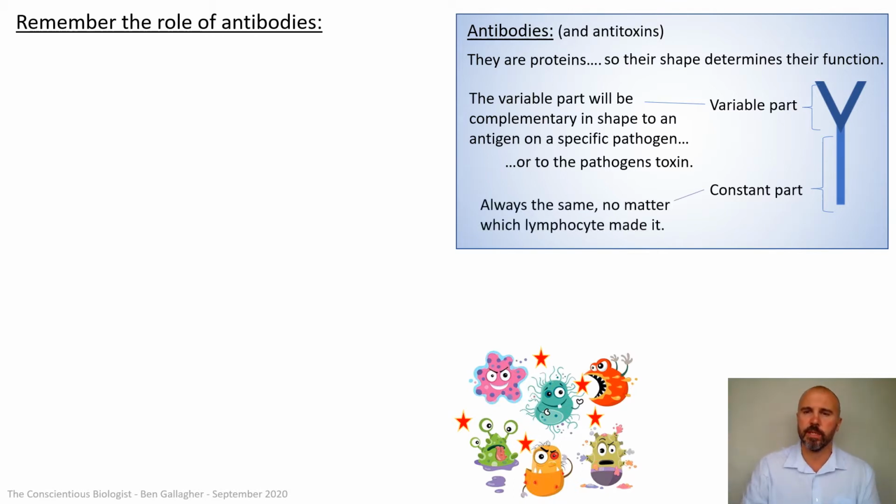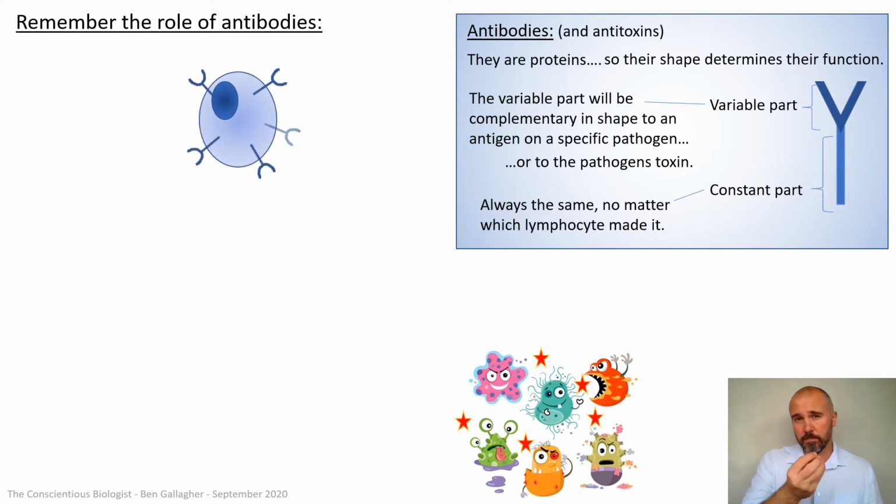It's pretty straightforward stuff. The constant part of the antibody is always the same. No matter which lymphocyte made it, the shape of the constant part is always the same in each organism's body. So your constant region might be different to mine, but every single antibody in your body will have the same constant region. Now let's look at why that's important.